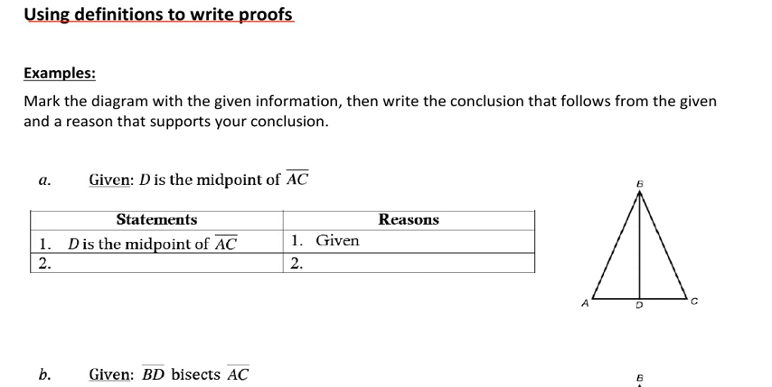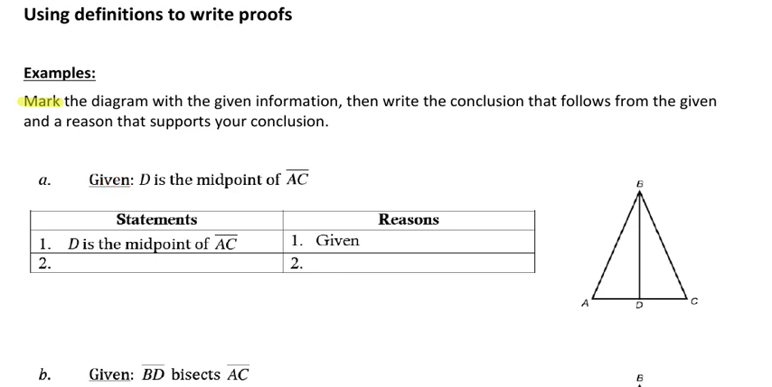And the instructions for this example say, mark the diagram with the given information, then write the conclusion that follows from the given and a reason that supports your conclusion. So you have to mark the diagram, very important. So you show that you really understand what's going on with this information that is given. You should be able to get some conclusion from the given, and that conclusion should be marked on the diagram.